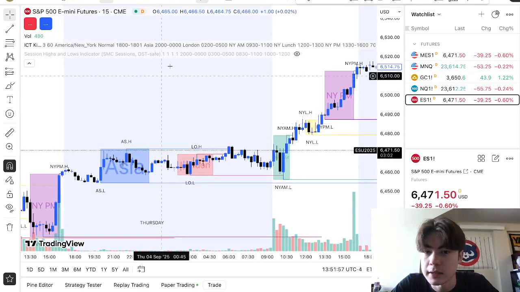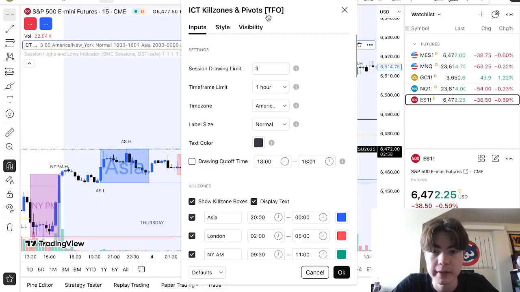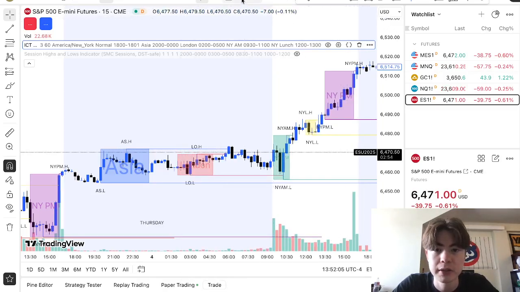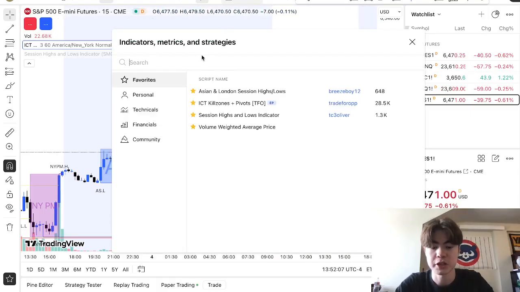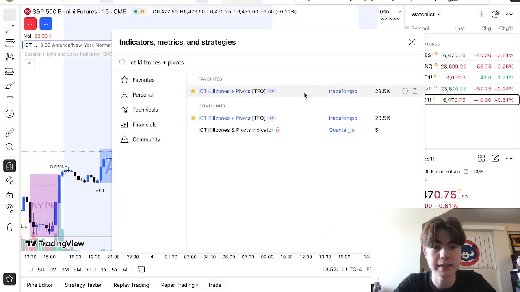All right, so first of all, the name of the indicator is ICT Killzones and Pivots. This is the name of the indicator. Basically, what you have to do is go on TradingView, search up indicators, you search up ICT Killzones plus Pivots TFO. It's this one by Trade for Op. You can see it has 28.5 thousand users, so that means it's pretty accurate.